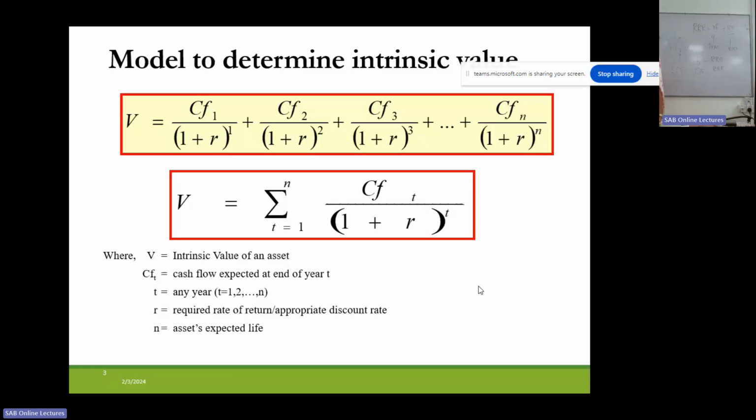Now, if I ask you, what is your required rate of return at present? How do you trace that? By looking at what?